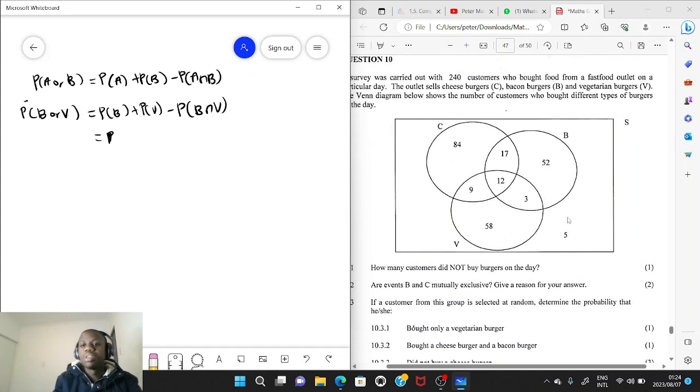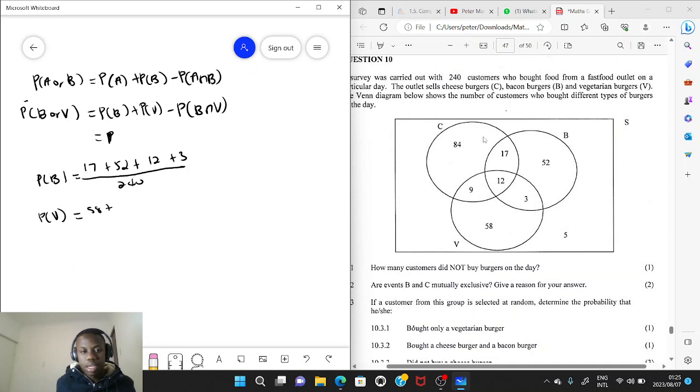So for the probability of B, we consider everything that is inside B. You add everything and then divide by the sample space. So for the probability of B, you will say 17 plus 52 plus 12 plus 3 all over 240. The same thing applies whenever you deal with V. You will say 58 plus 9 plus 12 plus 3 all over 240.